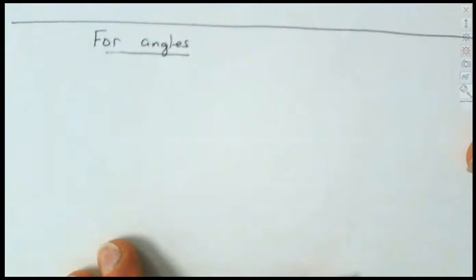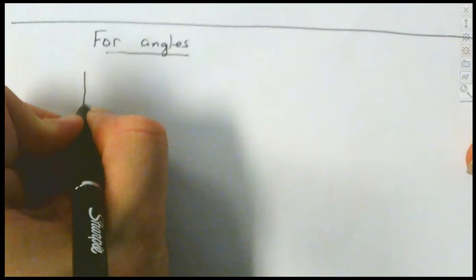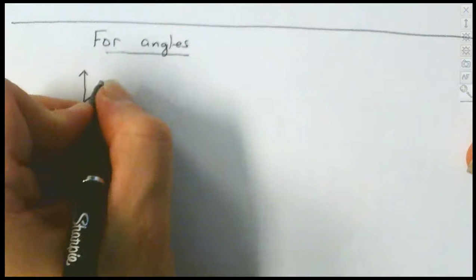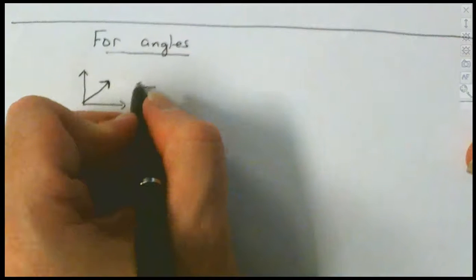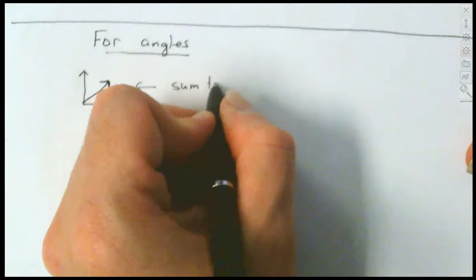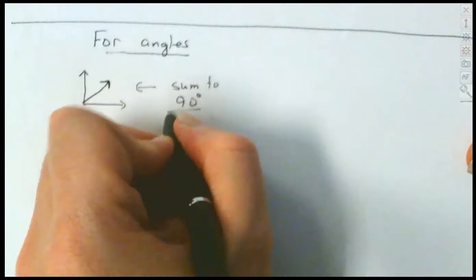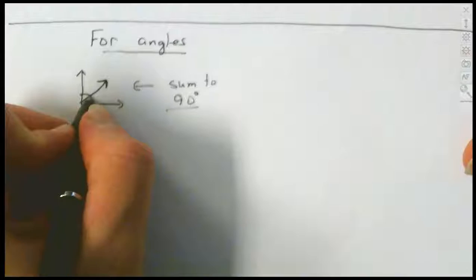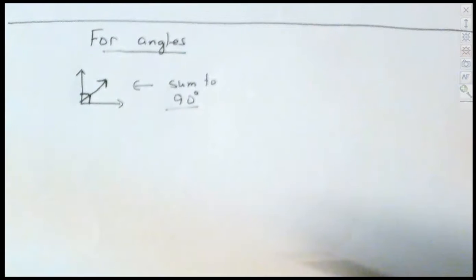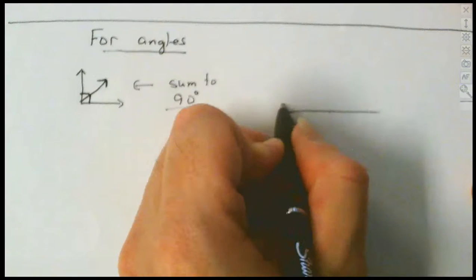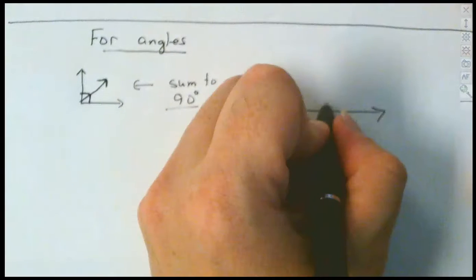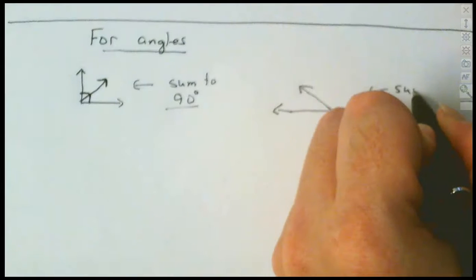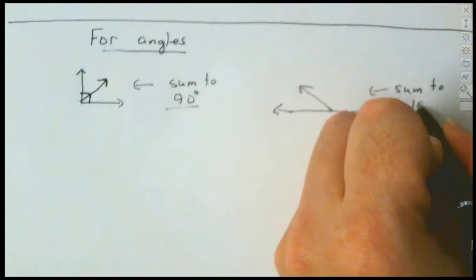For angles, if you're given a right angle like this, so let's say it looks like this, this one is going to sum to 90 degrees. So if your figure looks like that, the box down below, it sums to 90. If it looks like this, okay, this one sums to 180.